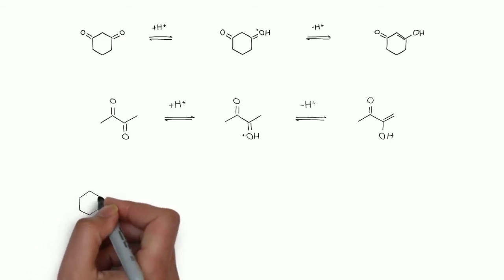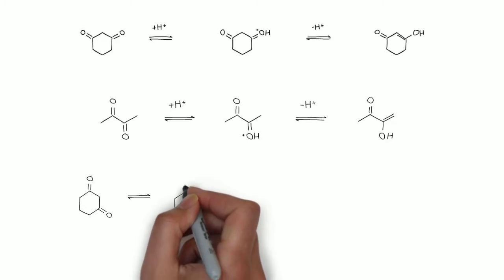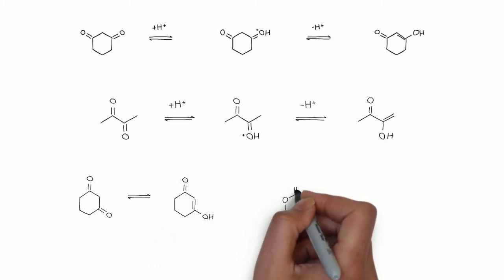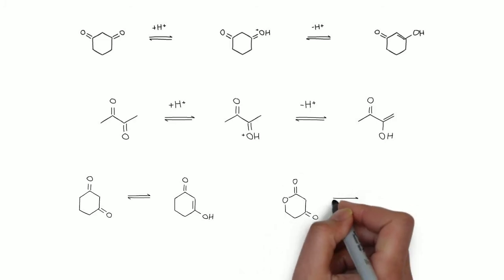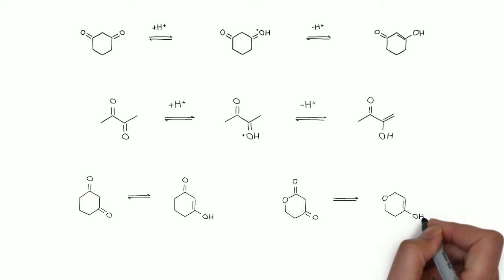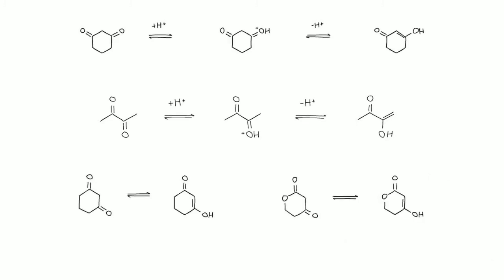So if we're asked to draw enol forms of the following, for the 1,3-dicarbonyl, it's easy. We just form the enol between the two carbonyls, so we get that conjugation. For a keto ester, let's enolize the ester or the ketone. So the ketone.